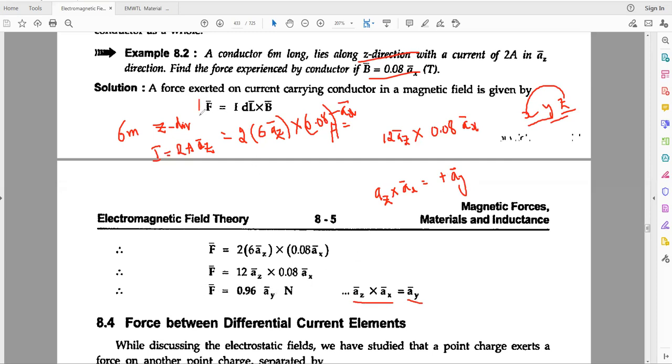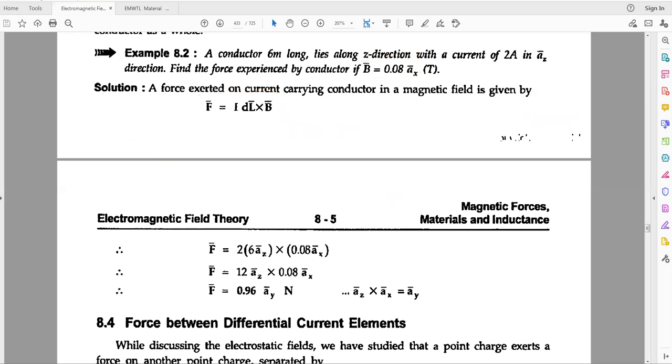So in this example, we have the formula F bar is equal to I dl bar cross B bar. In the previous example, we found the force exerted in the electric field, Fe bar is equal to Q into E bar. And if a magnetic flux is given, Fm bar is equal to Q into V bar cross B bar for a charge. Now here, with the current, F bar is equal to I dl bar cross B bar. Got it, my friends?